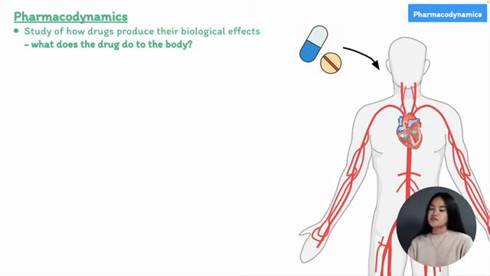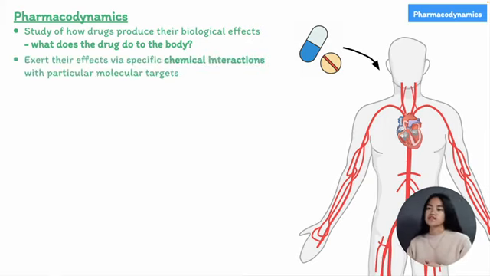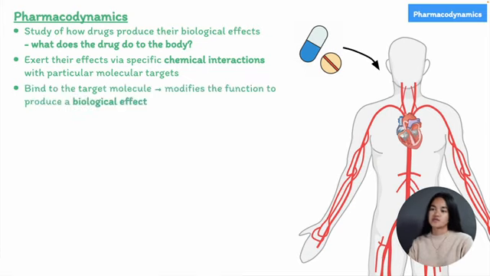So then, how does a drug exert its effects on the body? It does this by modifying existing processes, including physiological or biochemical processes. A lot of drugs exert their effects via specific chemical interactions, so covalent bonds, hydrophobic interactions, or electrostatic, with particular molecular targets. Drug targets can be proteins, enzymes, receptors, or other cellular components which we'll break down later in this lecture. So the drug is going to bind to the target molecule, which then modifies the function of its molecular target to produce a biological effect. So it'll either activate or inhibit its function, leading to a physiological response.